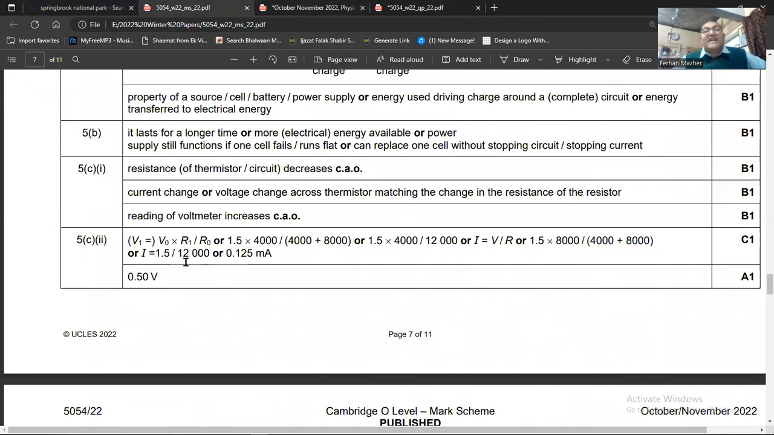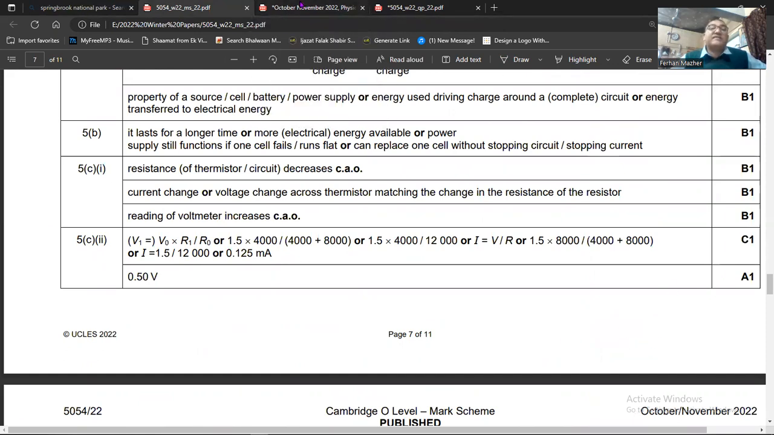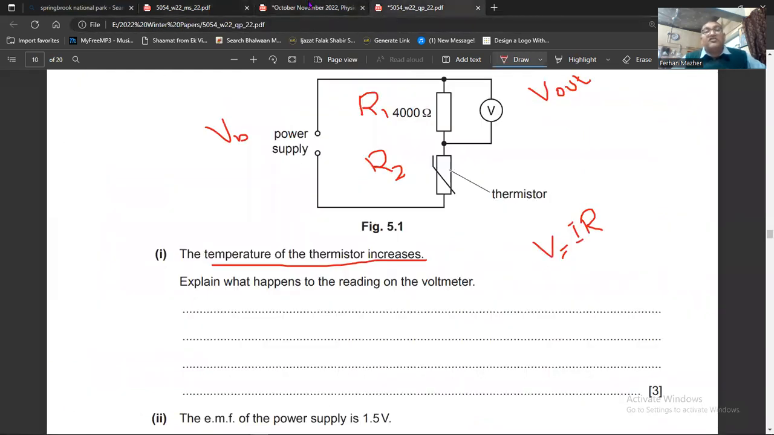So I hope you understand. This is the marking scheme. This is a 3 marks question. I hope you understand. You can pause the video if you need more time with this marking scheme. This is the solution.